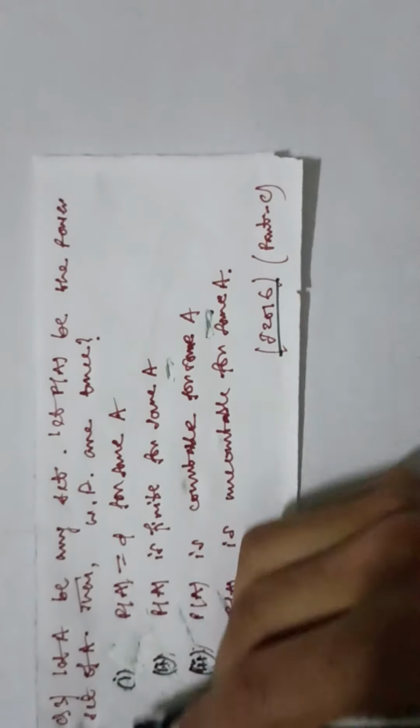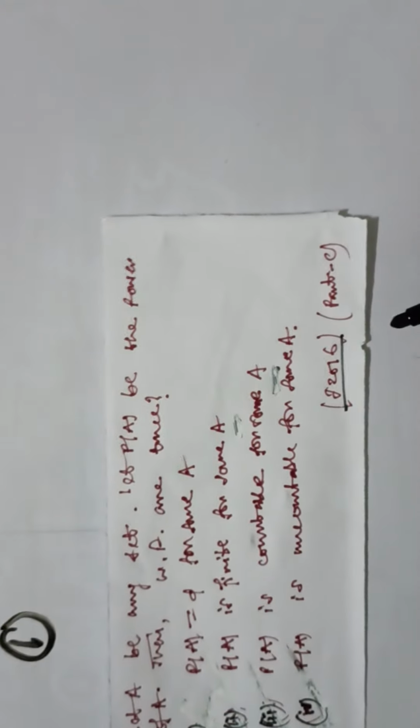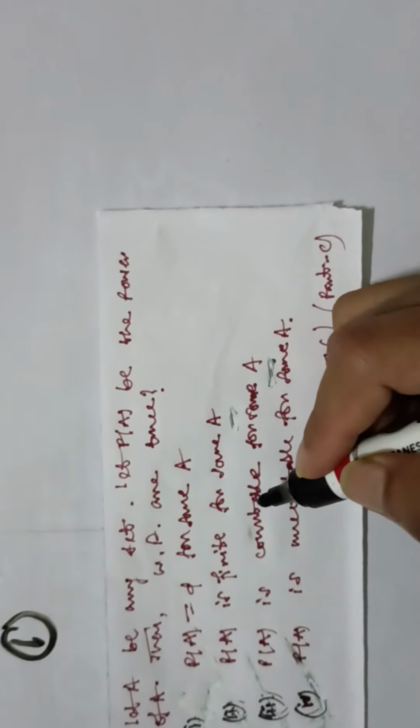Now, without wasting time, I am going to do some CSIR NET questions with the concepts that we have learned. This question says: let A be any set and P be the power set of A, then which of the following are true? This is a question from June 2016. It says P equal to 5 for some A.